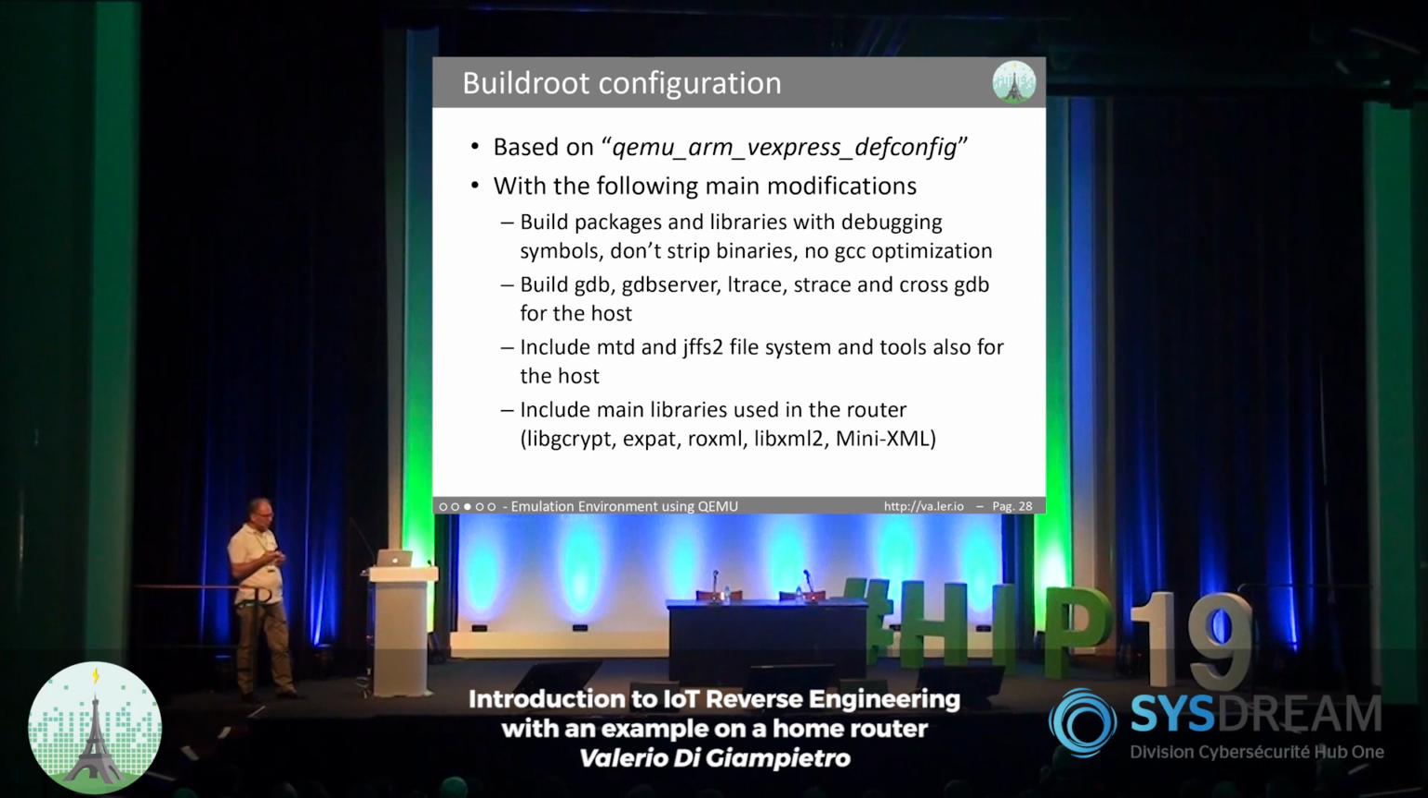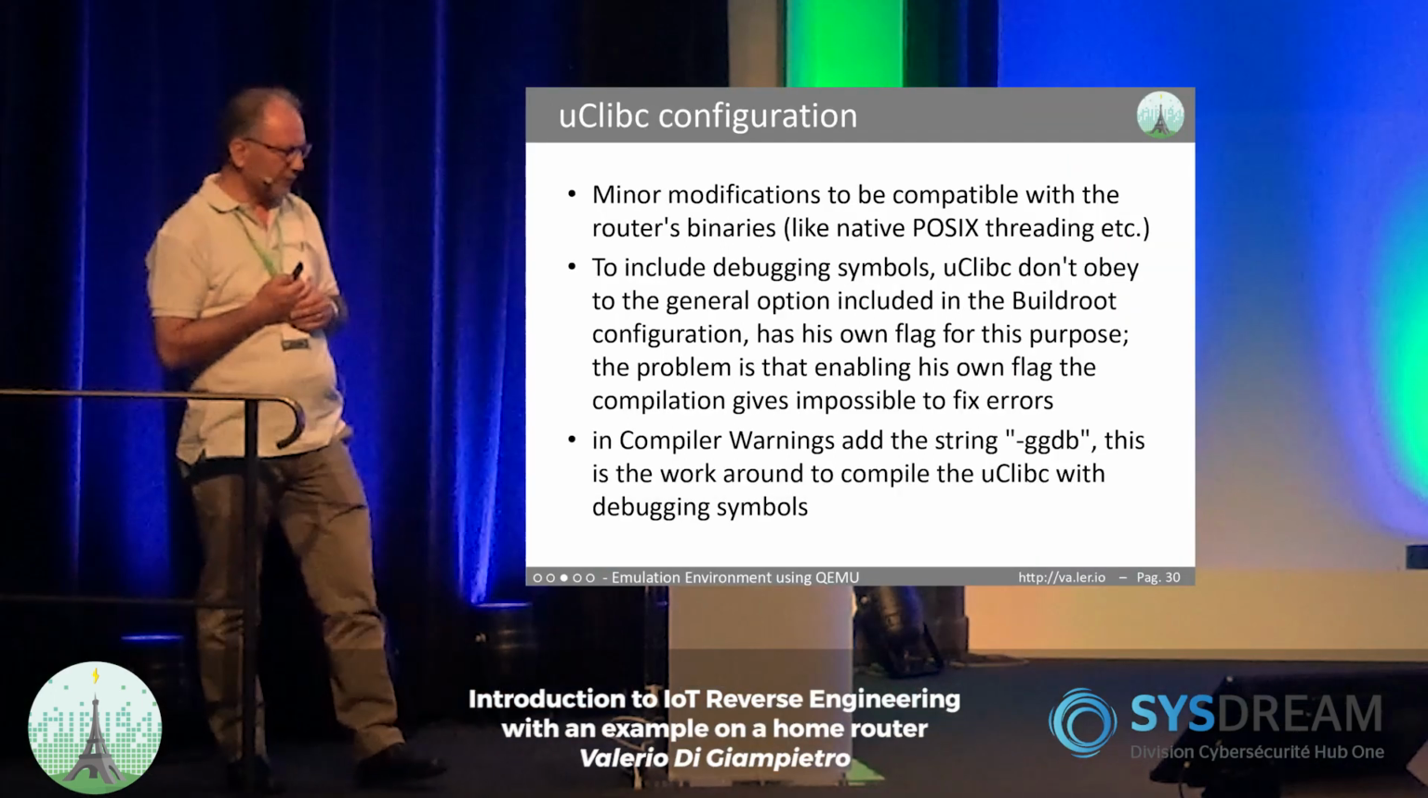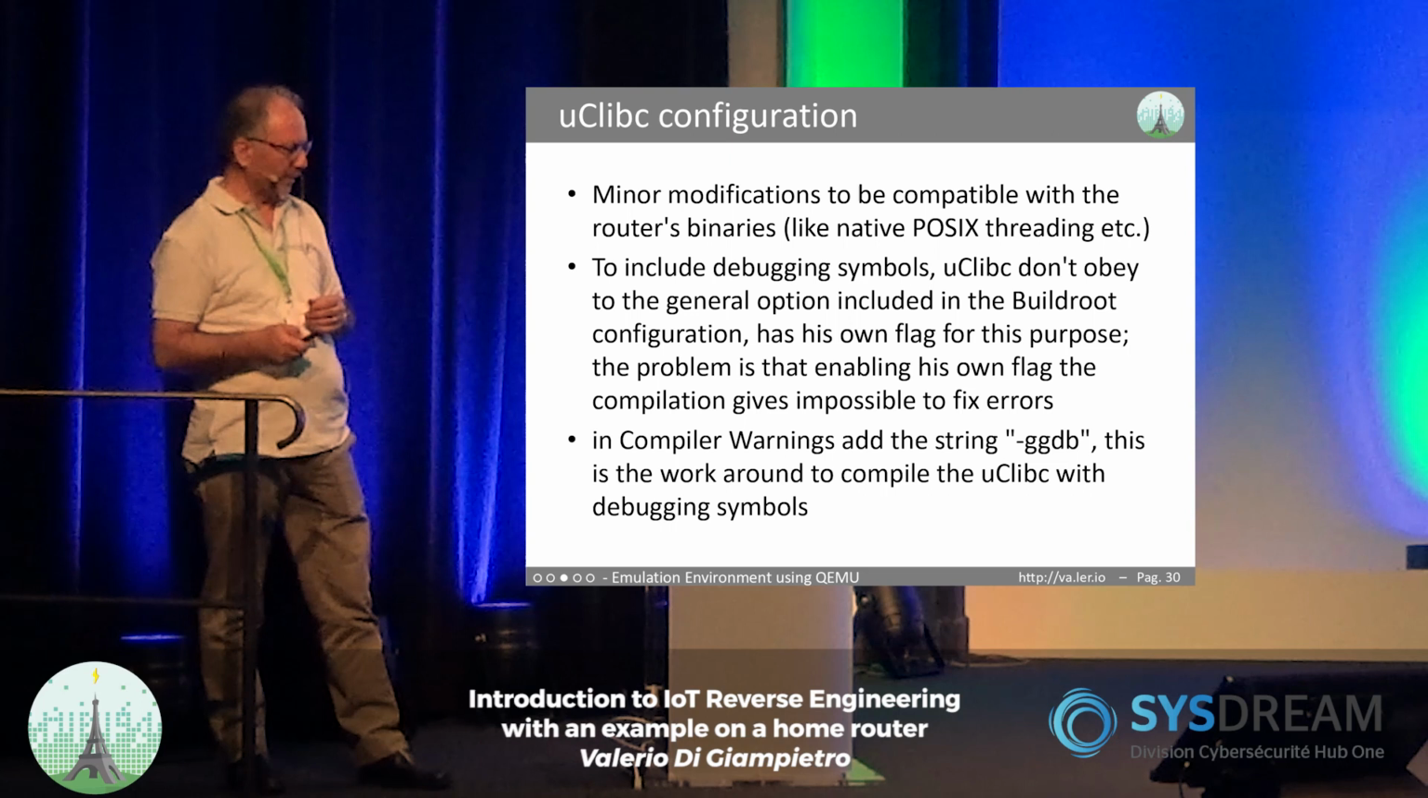And we have to include the driver for the NAND flash and the JFFS2 file system. We also have to include other libraries used in the IoT device. We also have to do some minor kernel configuration. Basically, we select the same board with device tree support. We select the preemptible kernel as in our IoT device. We have to include the NAND device support and support for the NAND flash simulator. And obviously, we have to include the support for the JFFS2 file system with LZMA compression.